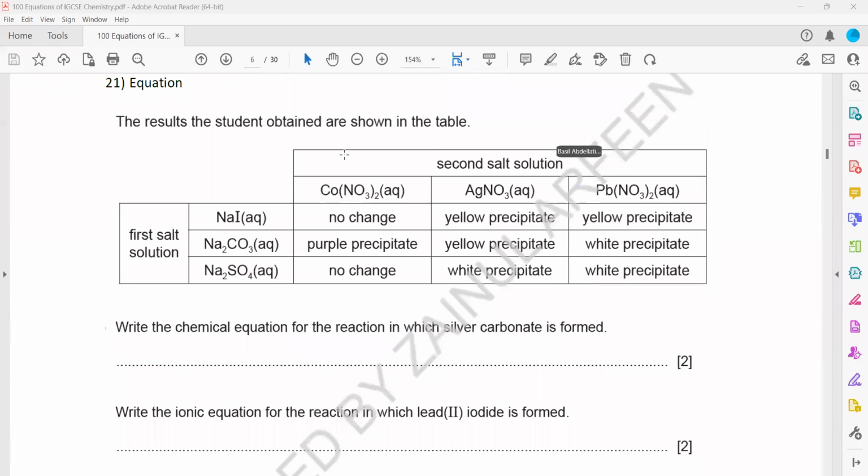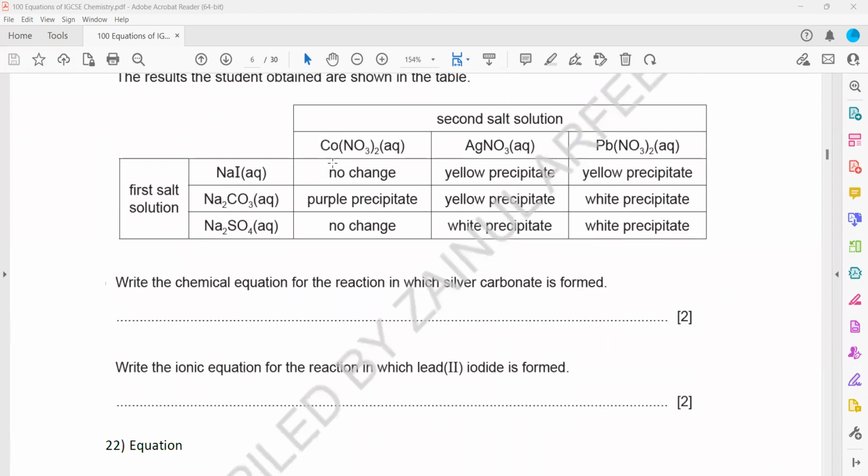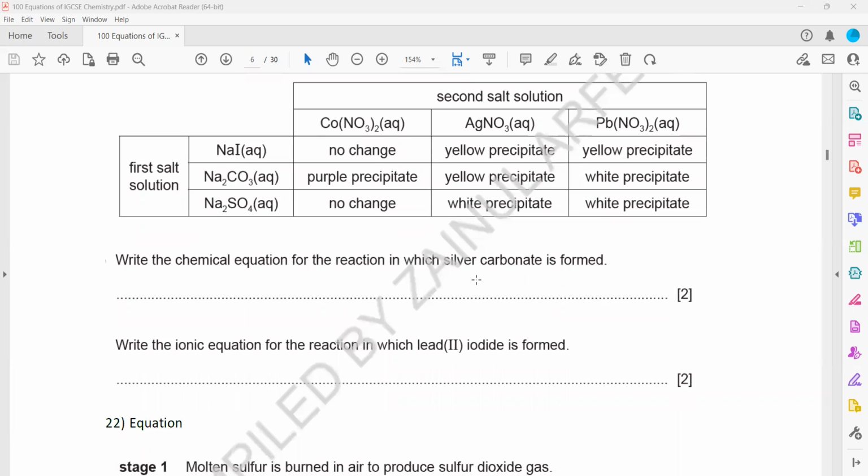The next one: the results the student obtained are shown, from different salts the student mixed with each other. Write a chemical equation for the reaction in which silver carbonate is formed. First you have to identify which reaction produces silver carbonate, what we mixed to give silver carbonate. Sodium carbonate and silver nitrate. Good. Because sodium carbonate from here and silver nitrate from here, when they mix with each other, it will form silver carbonate.